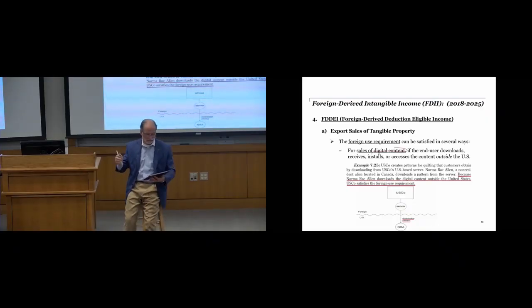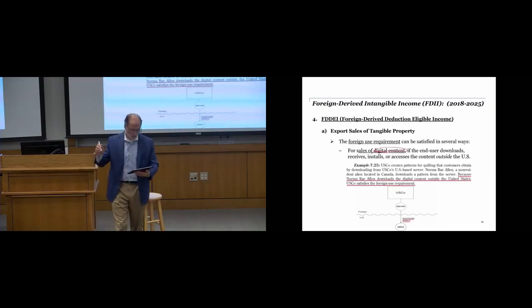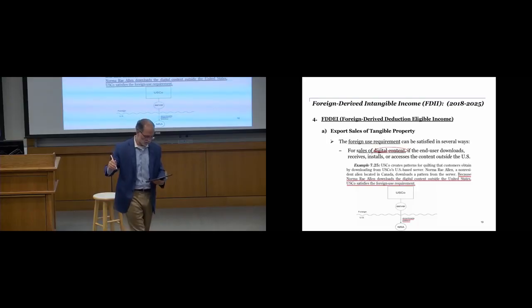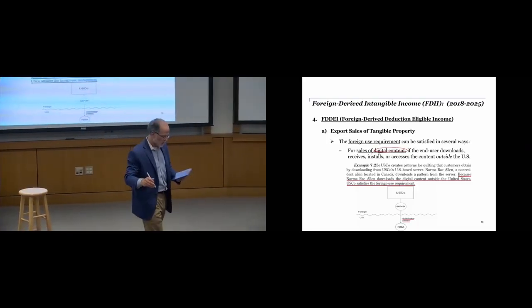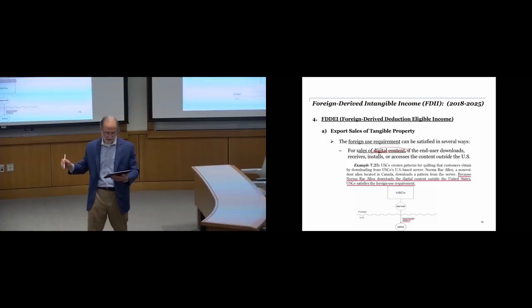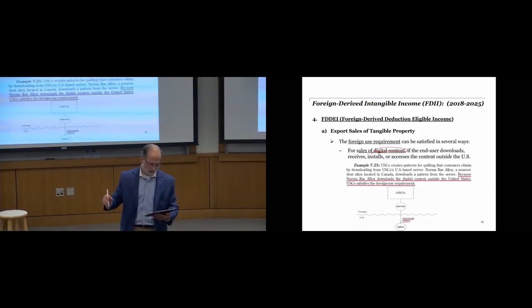Last one. For sales of digital content, if the end user downloads, receives, installs, or accesses the content outside the United States, that can be a foreign use. I'll do this one real quick. So USCO creates patterns for quilting that customers obtain by downloading from USCO's US-based server. Ray Allen, a non-resident alien located in Canada, downloads a pattern from the server. Because she downloads the digital content outside the United States, it satisfies the foreign use content.